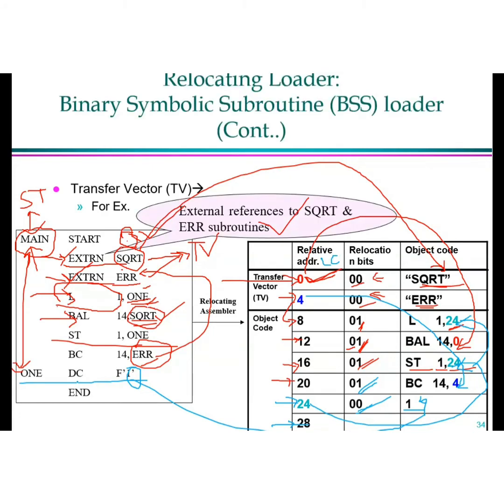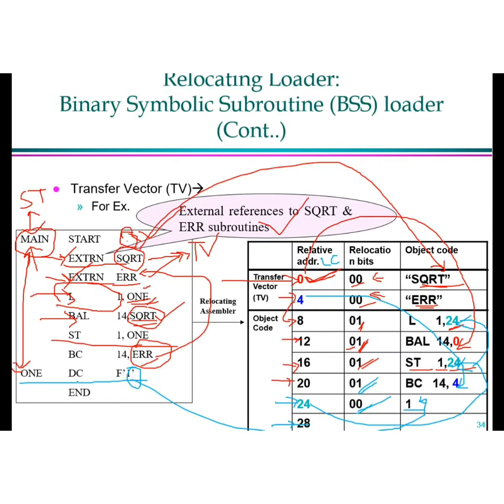So external references of these routines are handled here with the help of extern. So subroutine linkages are used in this relocating loader, that is the BSS loader. Okay. So same example. Now I'm going to take this transfer vector and object code on the next slide, and I'll show you how the relocating loader will load that program in main memory. So try to bear again.